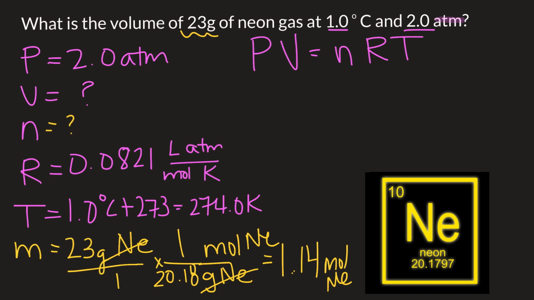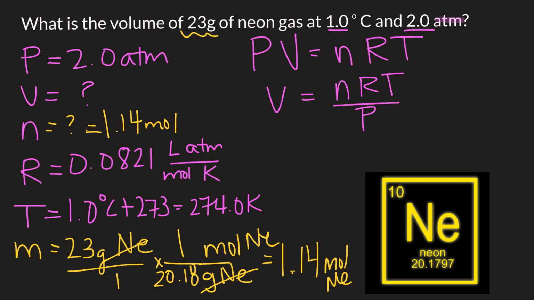And then the great news is that we now have this answer. We know that it's 1.14 moles of the neon. So we truly only have one unknown, which is our volume. Okay, so we will rearrange our ideal gas equation to be V is equal to nRT over P. So you can stop the video and sub in the numbers and get your answer. Remember units and remember sig figs here.